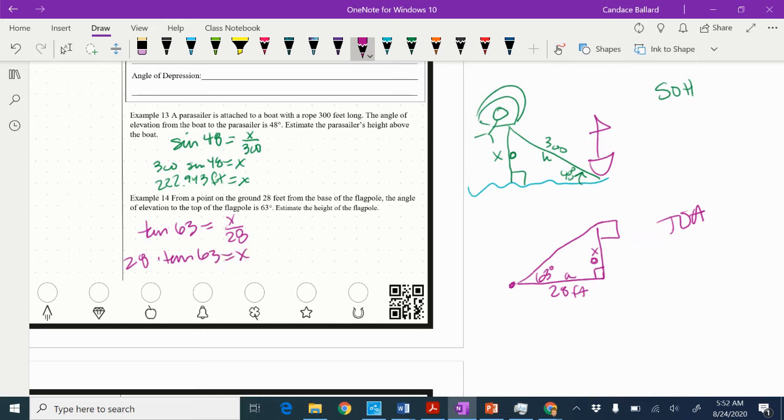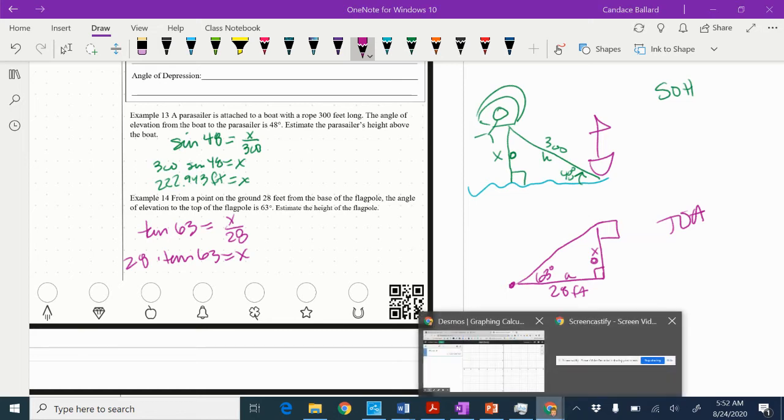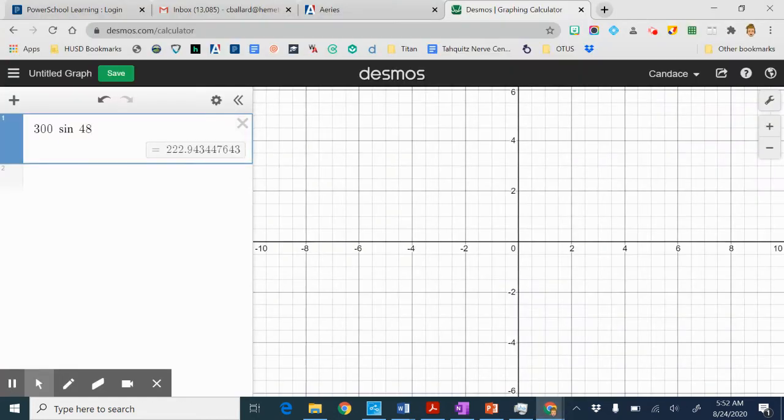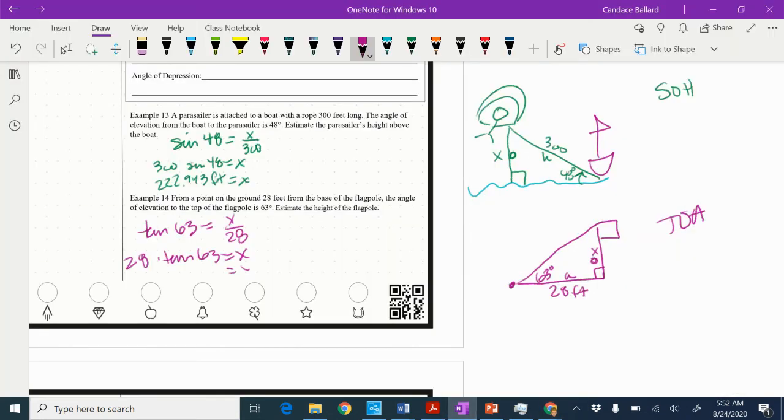All right, and then I'm going to put that into Desmos. So 28 times tangent of 63, and I get 54.953. And again, we are measuring in feet.